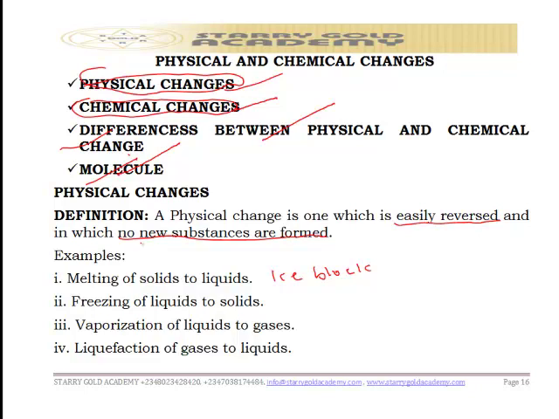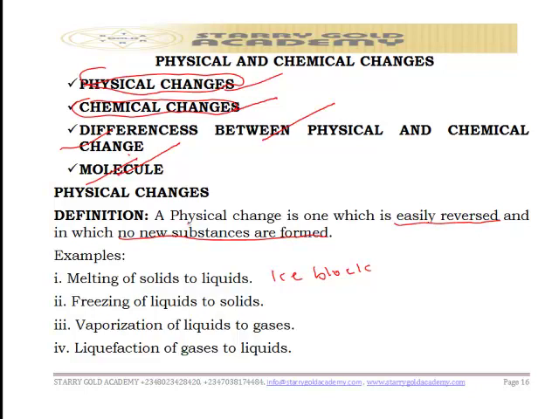We said physical changes are ones which are easily reversed and in which no new substance is formed. Like you can see on the screen, where we have underlined the words "easily reversed" and "no new substance are formed". So we have examples there.